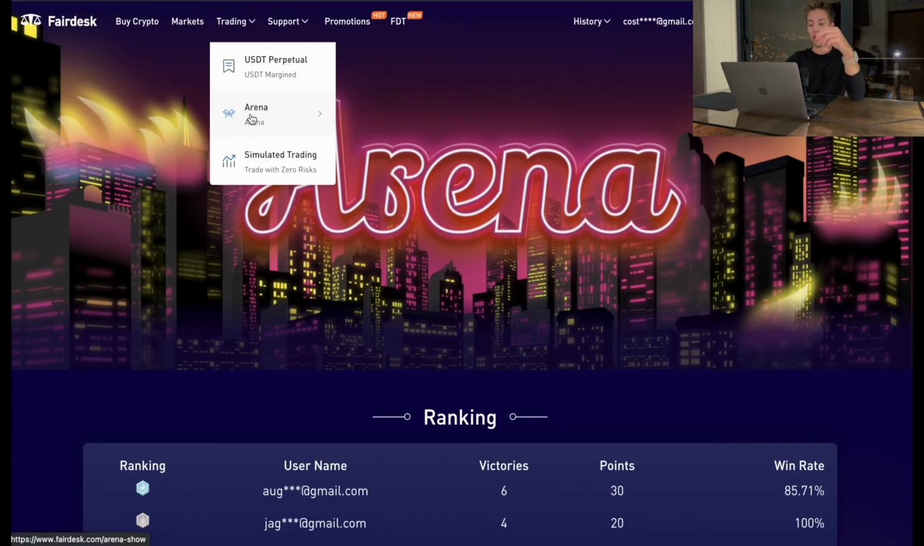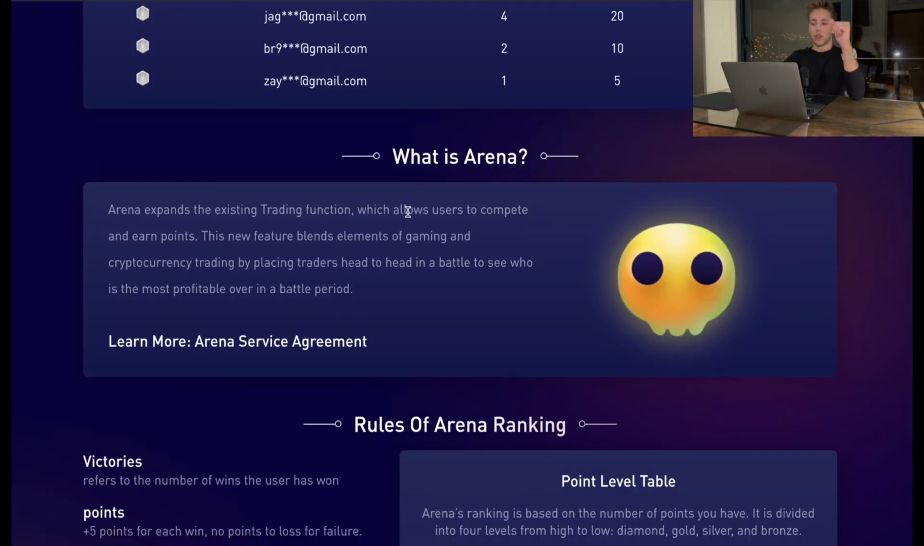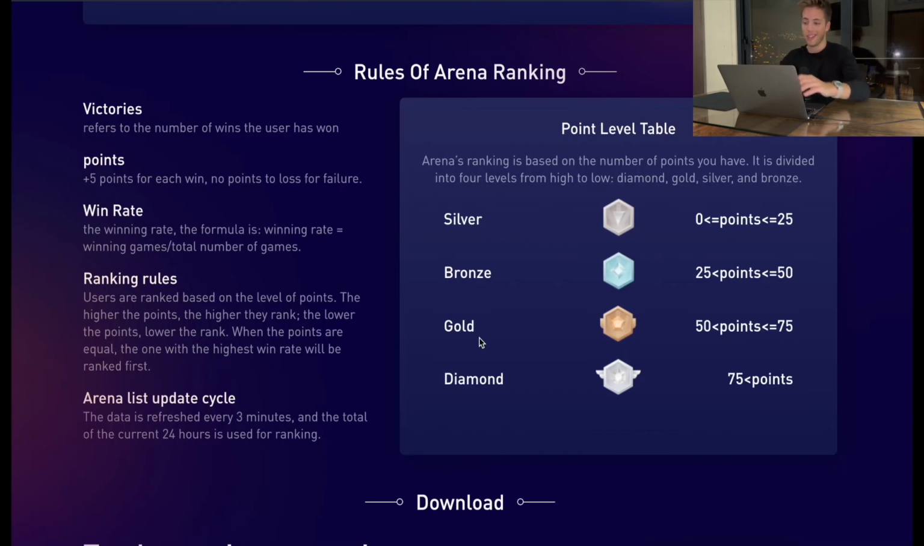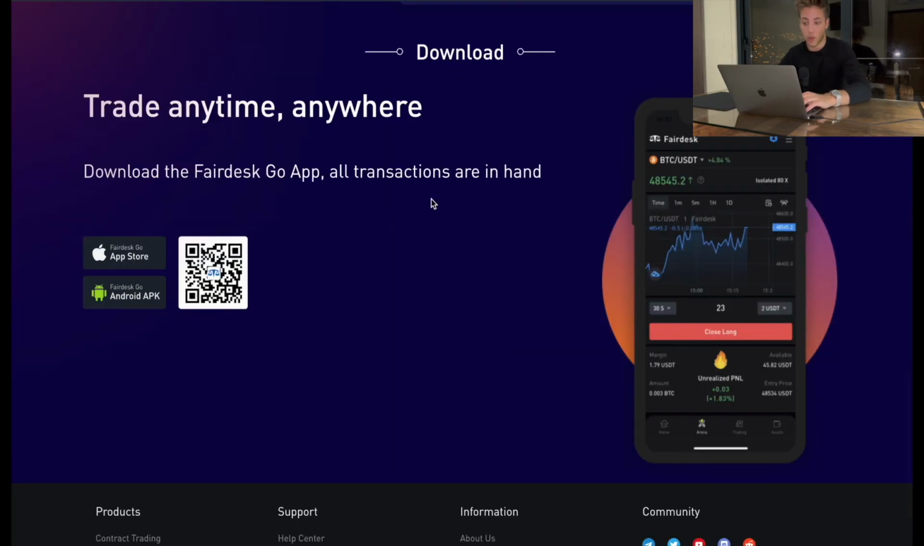So here they also have their arena. It allows users to compete and earn points, right? This new feature blends elements of gaming and cryptocurrency trading by placing traders head to head in a battle to see who's the most profitable over a battle period. So actually you can compete in trading and earn these points. So they also have their mobile app.